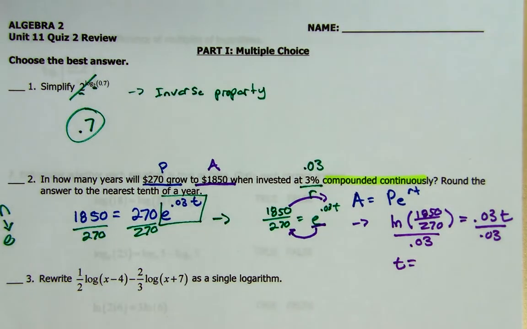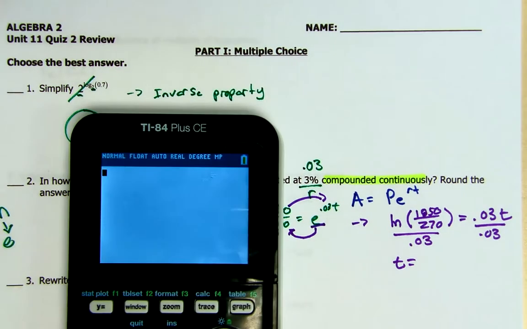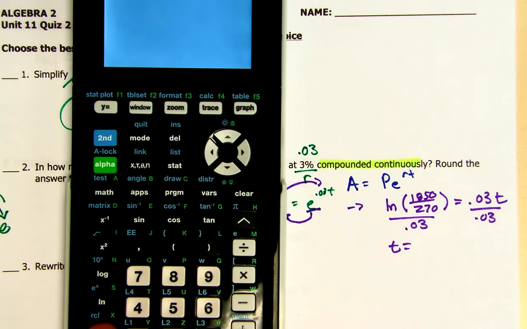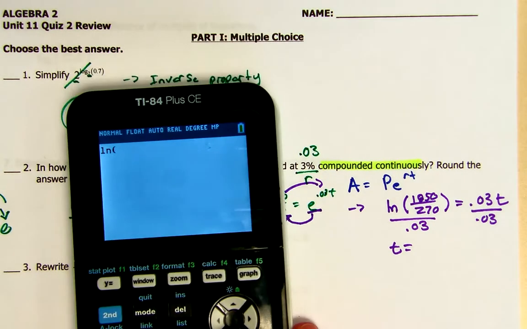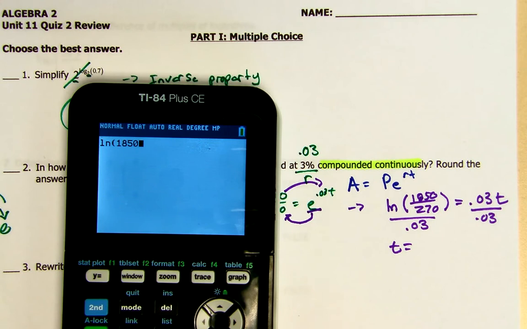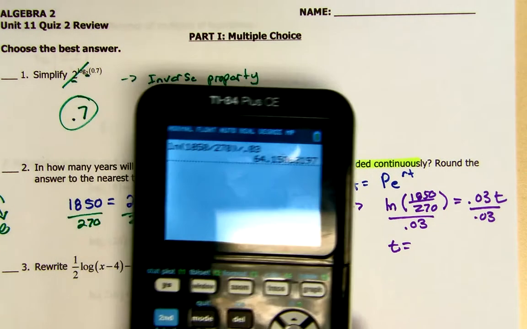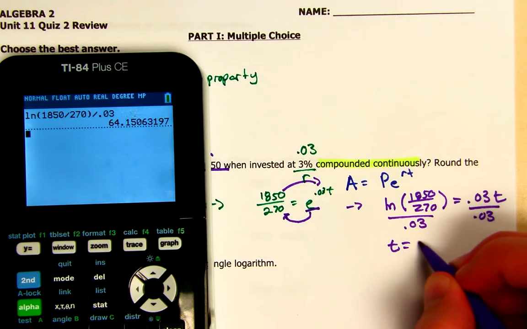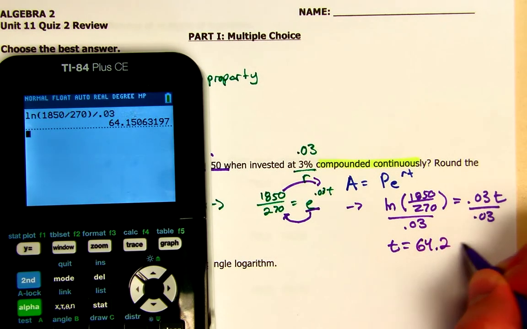and get our time. Well, you need to go to your calculator to do that, so take out the handy-dandy calculator. I need natural log, so again, that's all the way down here, natural log under log, of 1850 divided by 270. I'm dividing that by 0.03. And here it says round to the nearest tenth, so the nearest tenth would be 0.2, so 64.2 years.